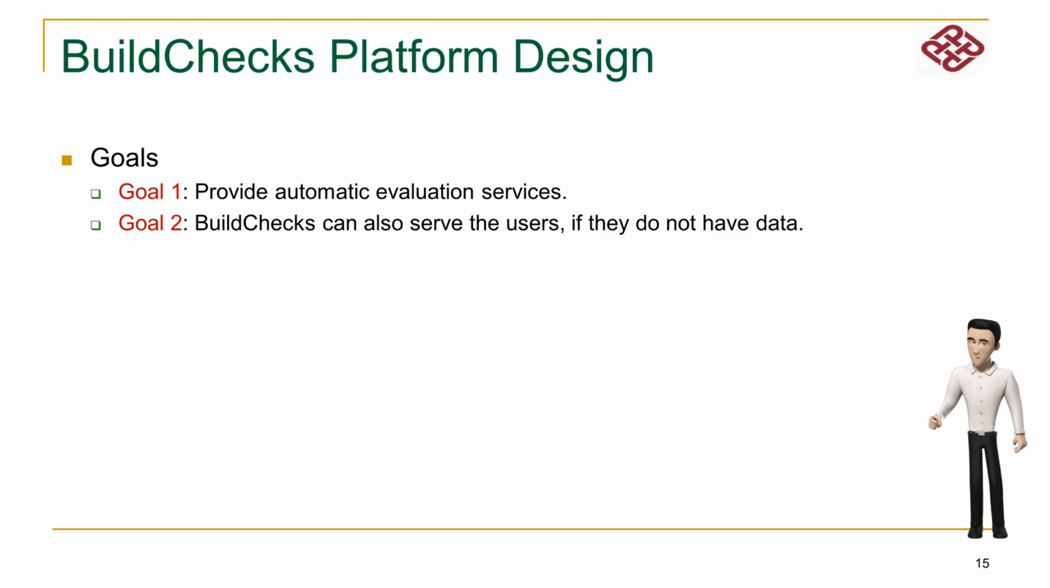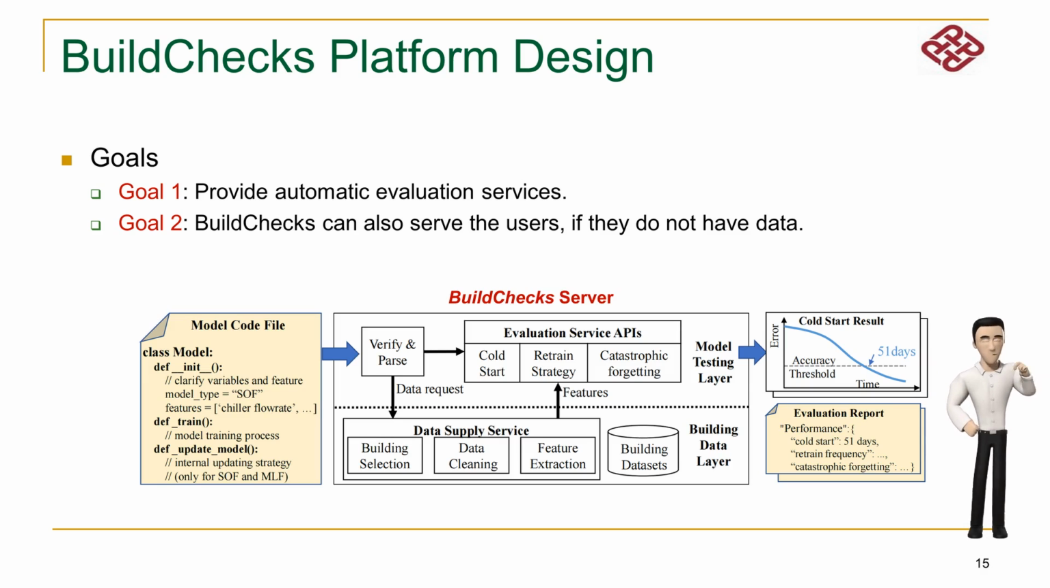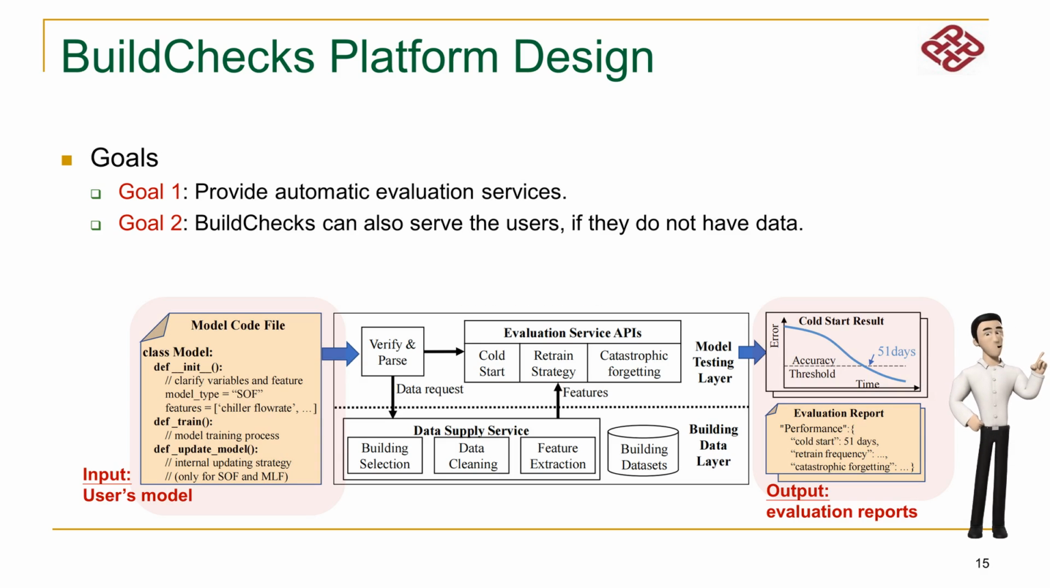Now, we introduce the platform design. We have 2 design goals. Our first goal is to provide automatic evaluation. The second goal is, if the users don't have the dataset, we still can serve them. We develop the BuildChecks platform to achieve these goals. The user submits the model code file to the BuildChecks server, and the server will automatically output the behavior evaluation results, which include visualization and JSON reports.